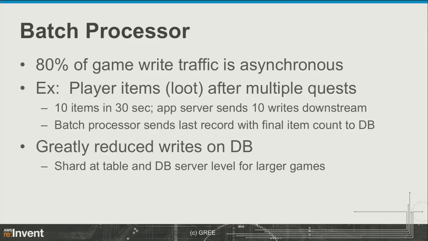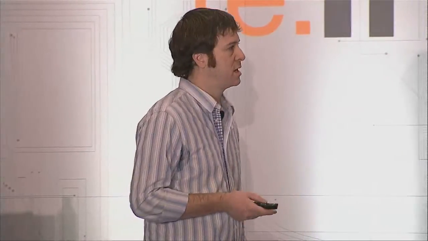So the app server will send all that stuff downstream. The cache server will, again, send that downstream to the database, but we intercept that at the batch processor. And because we version every single request, the batch processor will then write just the final value to the database with the updated count. And so that really saves a lot of work from our databases. They don't get overloaded.